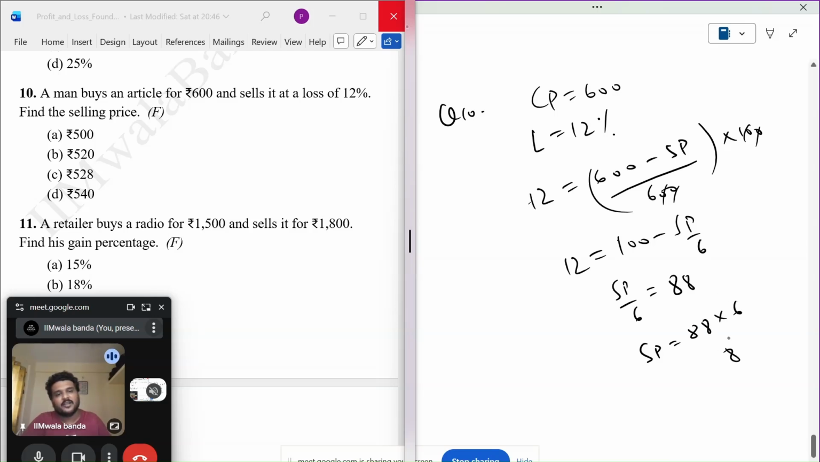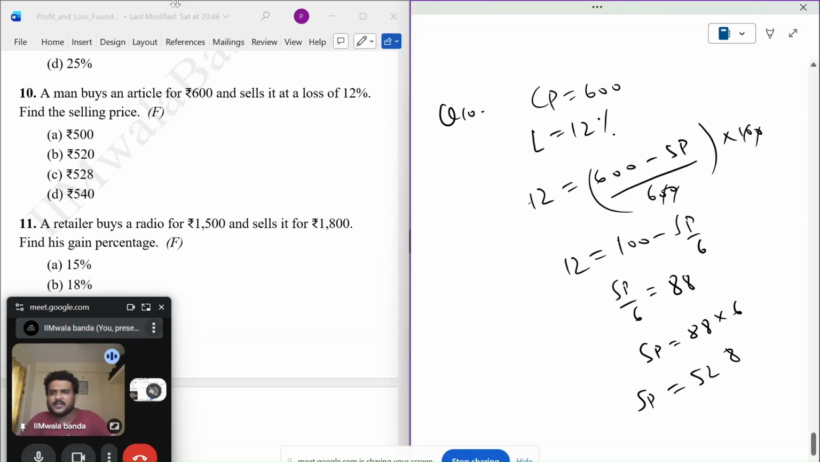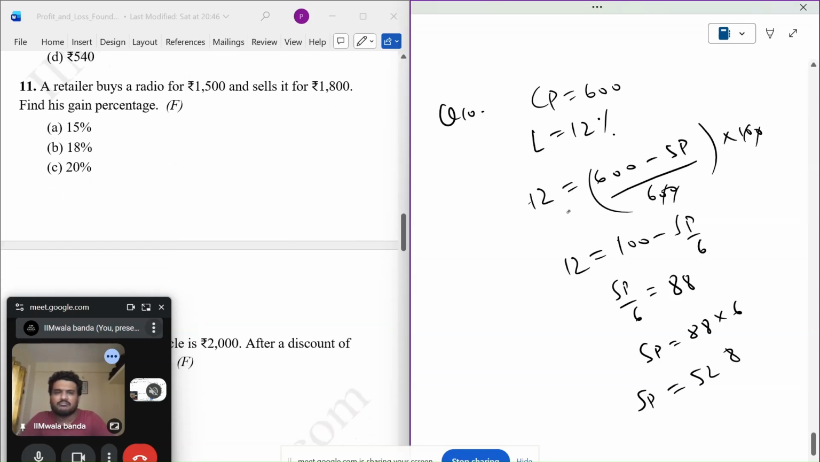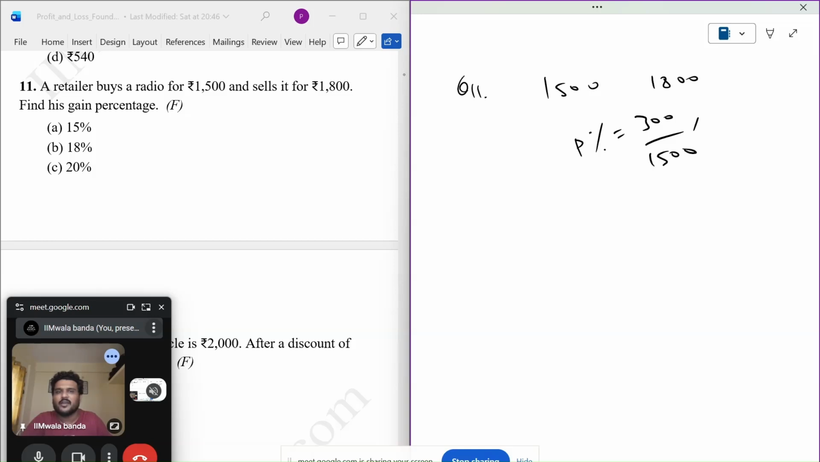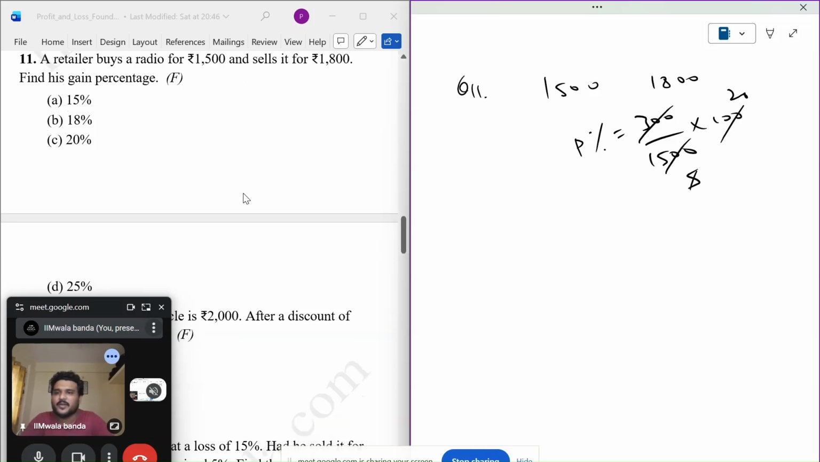8 6s are 48. Again 48. 9, 50, 50, 52. 528. A direct application, nothing to really think more of. Just want you to get comfortable. A retailer buys a radio of 1500, sells it at 1800, find the gain percentage. So he has gained 300 rupees on 1500 rupees. This is basically 20% profit.